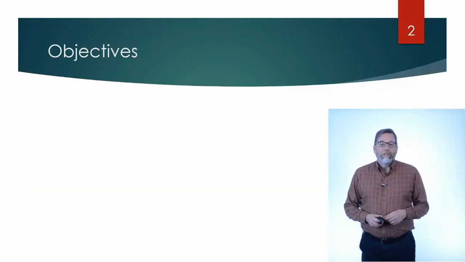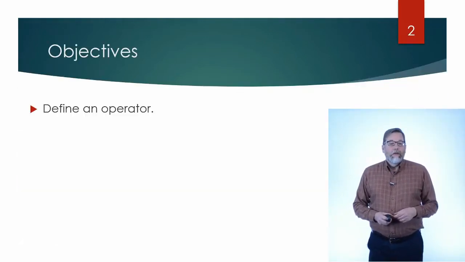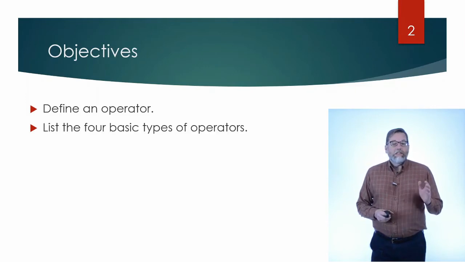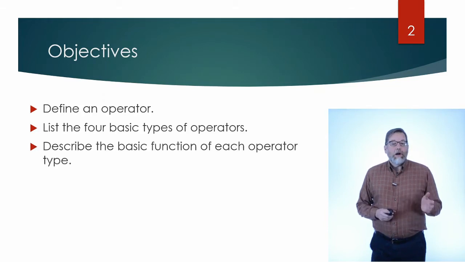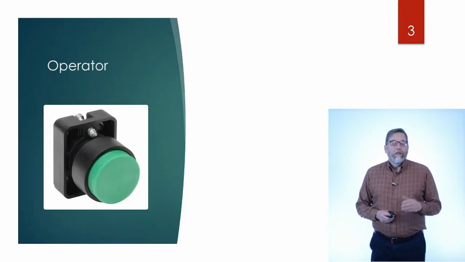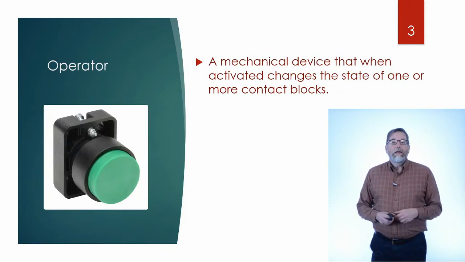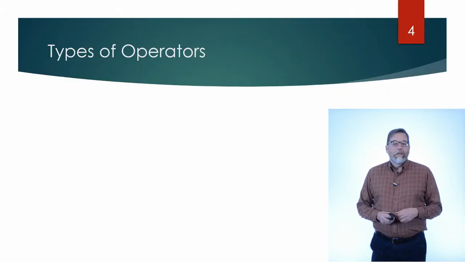In this lesson, we're going to have some objectives. We're going to define an operator. We're going to list 4 basic types of operators. And we're going to describe the basic function of each operator type. So what is an operator? I'm showing the most common version here being a push button. But an operator is a mechanical device that when activated changes the state of one or more contact blocks.